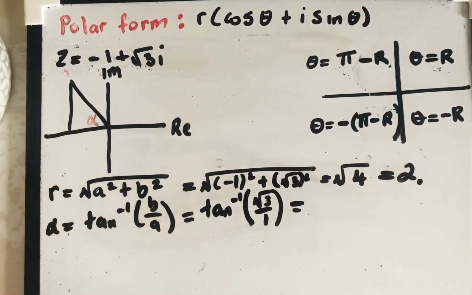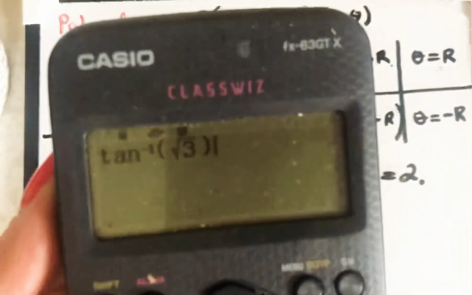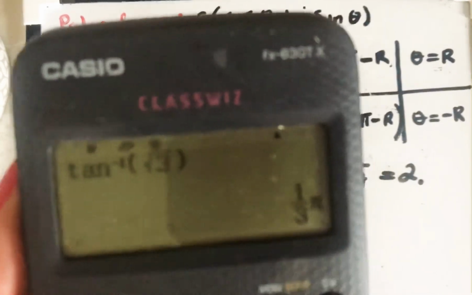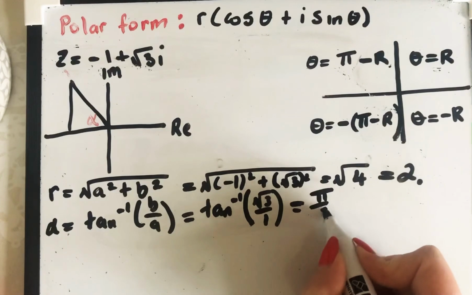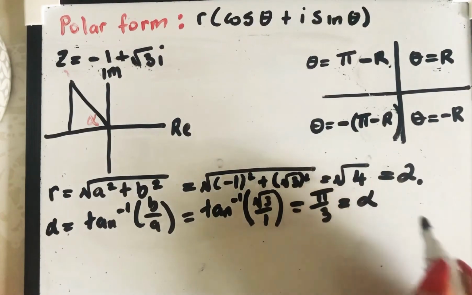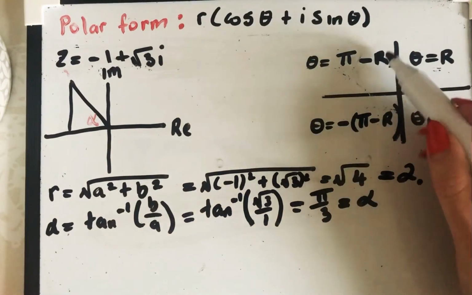You're going to go to your calculator, make sure your calculator is in radians, and type in tan inverse of root 3. Now you don't need the 1 underneath. So you can see here, I have typed in tan inverse of root 3, and we get out pi over 3. Now, this is the value of our alpha, also called the reference angle up here.